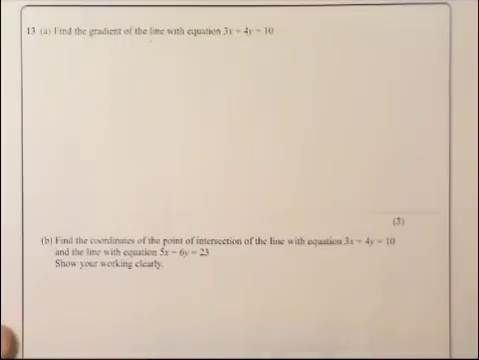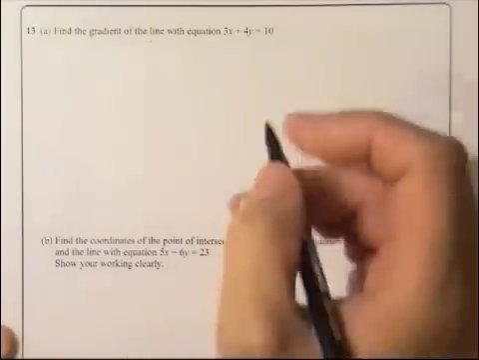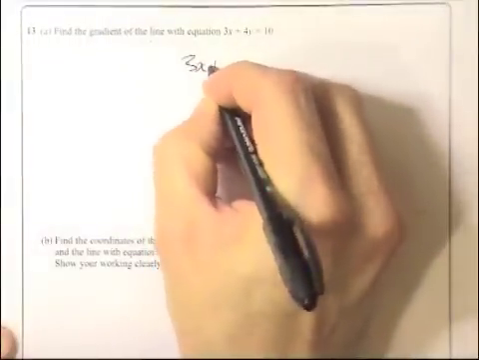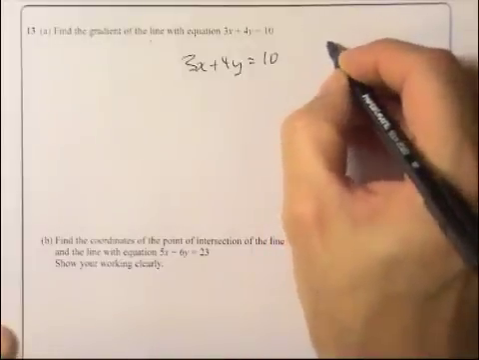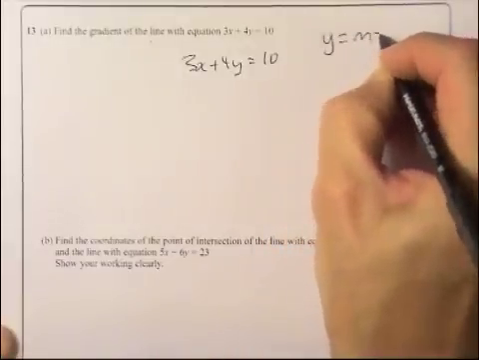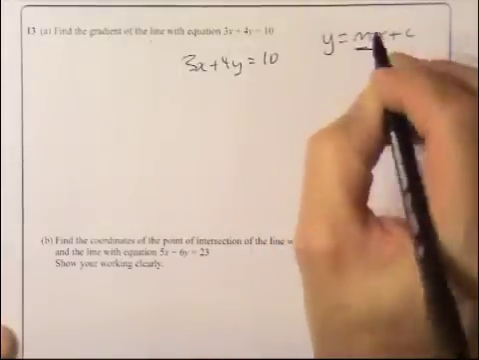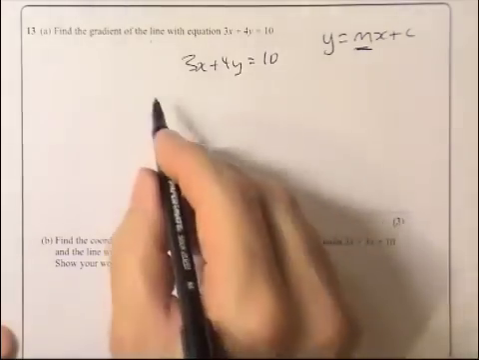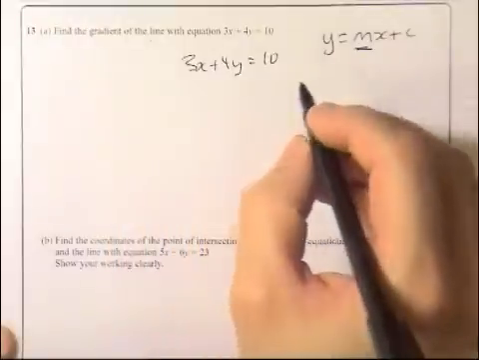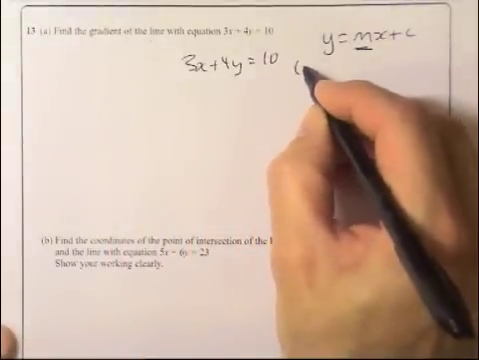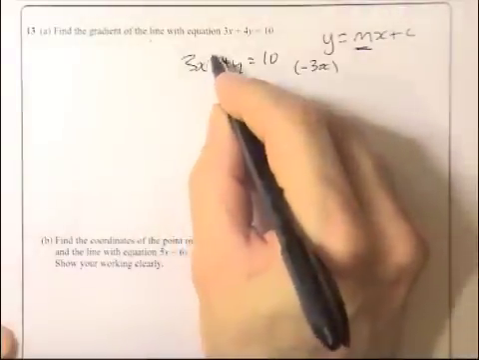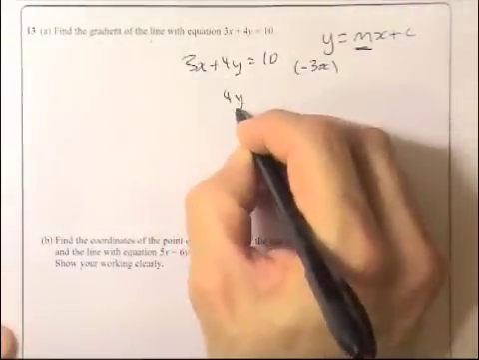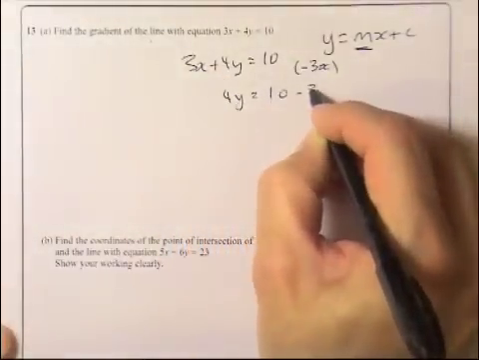Question 13, part A, wants us to find the gradient of a line with equation 3x plus 4y equals 10. The only way we can find the gradient of a line is if we have it in the form y equals mx plus c, and m will be the gradient, so we need to rearrange this equation. If I take 3x from both sides, I'll have 4y equals 10 minus 3x.